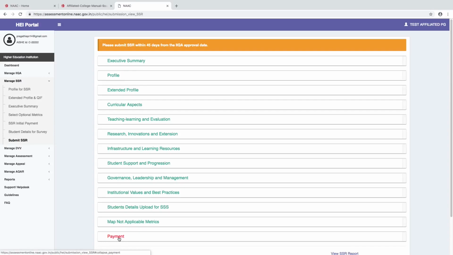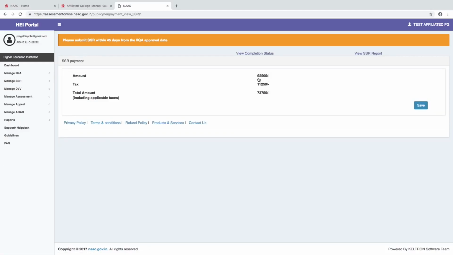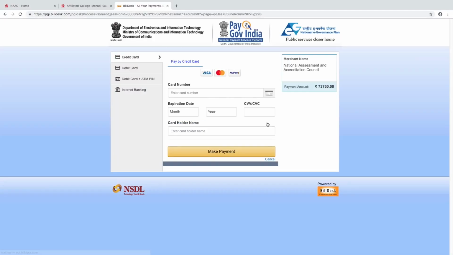In the payment section, there are two payments available for the SSR, which is an initial payment, and after the pre-qualification process, the second installment can be paid. About further details of payment regarding SSR, you may please go through the manual hosted on NAAC's website. To make the payment, this page directs you. The amount is calculated based on the faculty and other aspects that are spelled out in the manual, and it directs to the payment gateway.